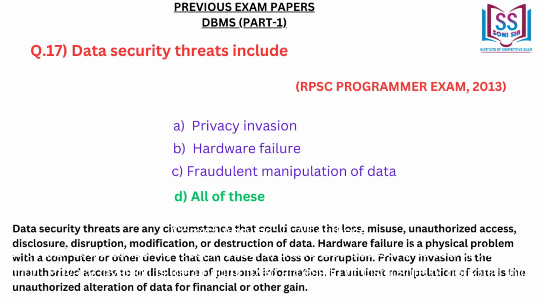All of these. Data security threats are any circumstance that could cause the loss, misuse, unauthorized access, disclosure, disruption, modification, or destruction of data. Hardware failure is a physical problem with a computer or other device that can cause data loss or corruption. Privacy invasion is the unauthorized access to or disclosure of personal information. Fraudulent manipulation of data is the unauthorized alteration of data for financial or other gain.